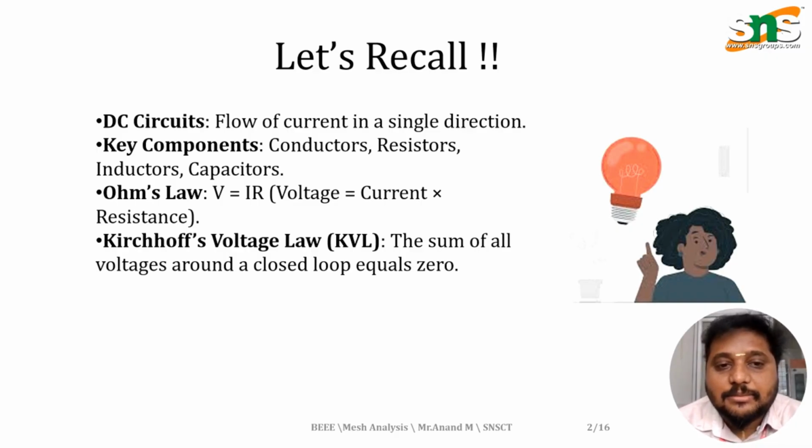DC plus and minus power supplies, and it has some currents, that is I1, I2, I3, based on the loops and resistances, and some coil and load components, coils and capacitors. The key components are conductor, resistor, inductor and capacitor. Here, a conductor is nothing but a medium to transfer the current from one side to another side. A resistor is a device which opposes the current flow in a circuit.